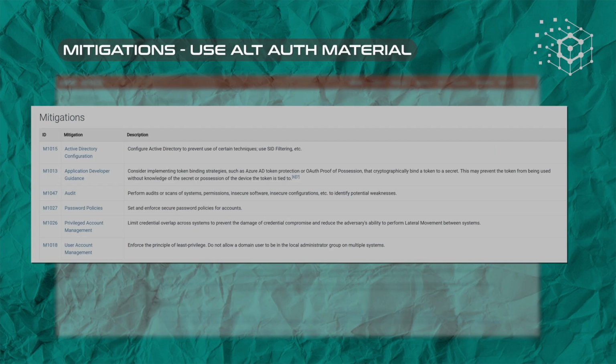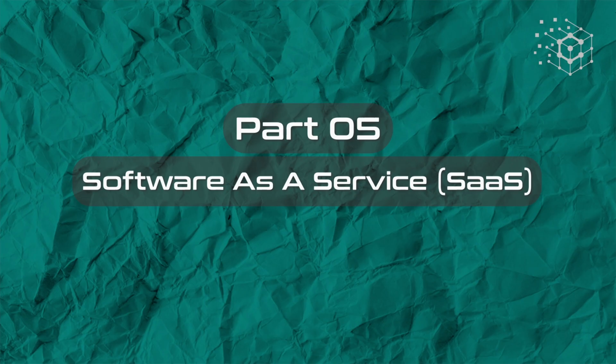Some steps that can be taken for mitigation are to limit credential overlaps across systems, which means requiring users to have multiple sets of credentials that can mitigate lateral movement, as well as implement the principle of least privilege. This means only giving users the level of access that they absolutely need to conduct their job, limiting who has admin privileges. Next, we'll cover another form of cloud service, software as a service.